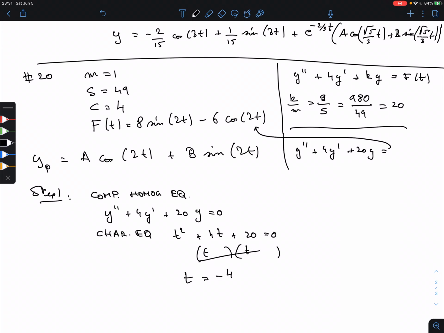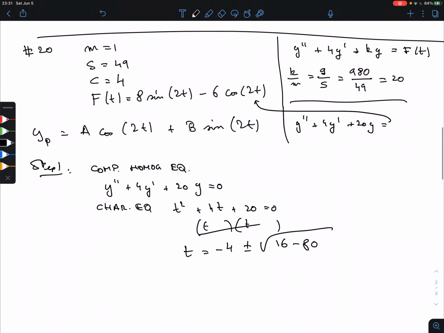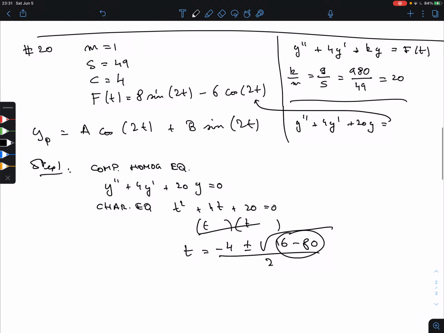So t is equal to minus 4 plus or minus the square root of 4 squared, 16, minus 4ac, so minus 80, that is 4 times 1 times 20, divided by 2. Now this is minus 64, so the radical of minus 64 is, of course, 8i. So t is minus 4 plus or minus 8i divided by 2, so t equals minus 2 plus or minus 4i. So lambda is negative 2 here, and omega is 4.